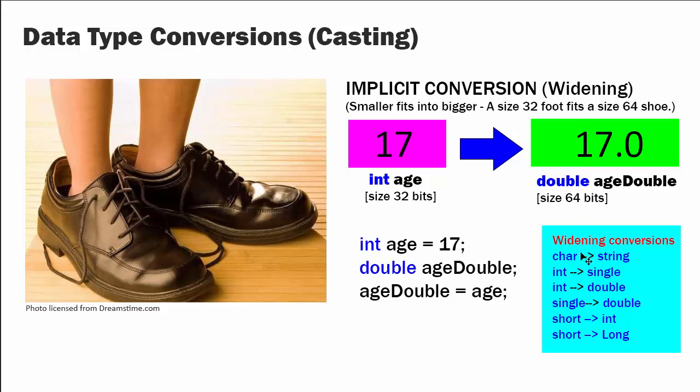Widening conversions would include things like going from a char to a string, an integer to a single, an integer to a double value, a single floating point to a double floating point, or a short, which is a smaller value for a less range of integers, to an int, or a short into a long variable. Those are all widening conversions, and C# won't give us any errors or warnings if we do that.